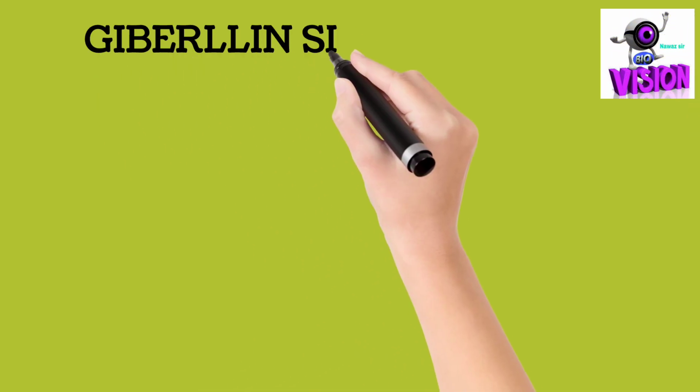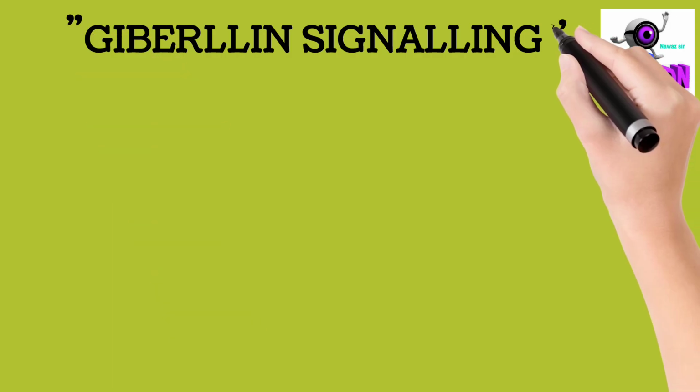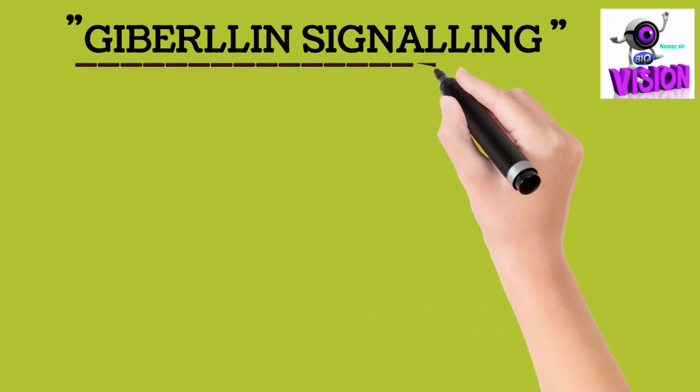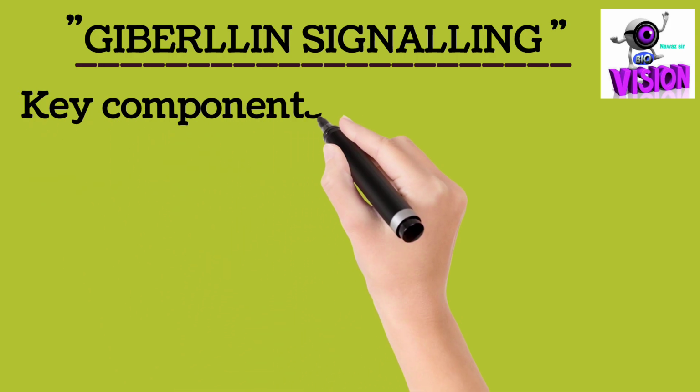Dear friends, in the previous video we discussed the mechanism of auxin action. Now to continue our discussion, we are going to explain what gibberellin signaling is. The concept explains how the gibberellin synthesizing genes get regulated. To show you how the whole genetic pathway is driven, let me explain some key components used in the mechanism.